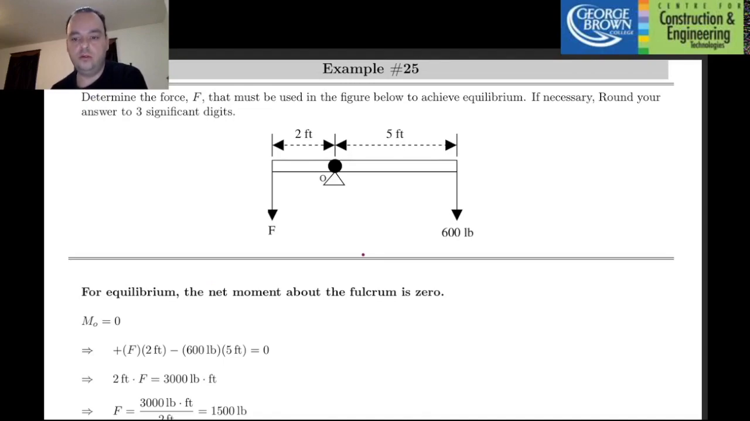Well, here's another one of the same situation. And this time I've put the variable force here on the left side, but algebraically it comes down to balancing out its contribution and the contribution of the 600-pound force on the right. So it's time to move on to some more advanced examples. So let's see how we do.